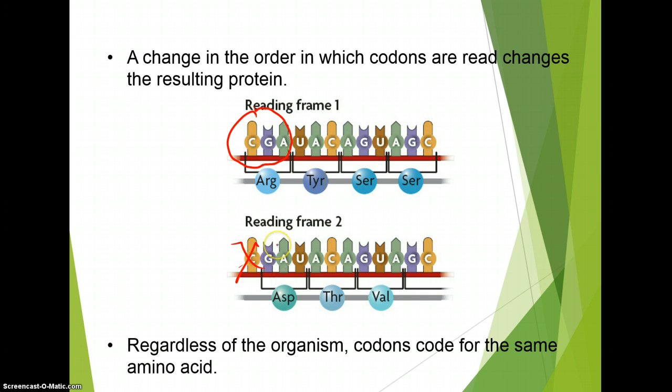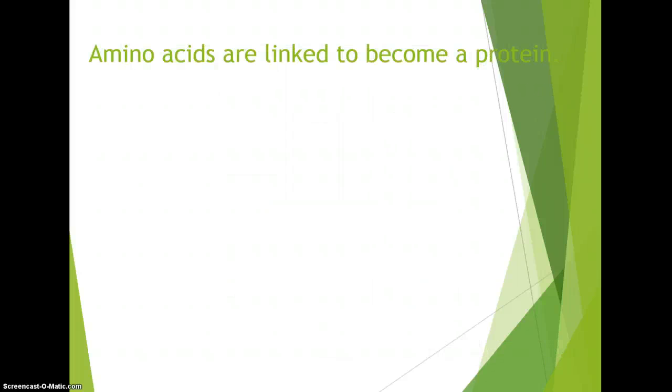So if the C gets switched up or maybe deleted, however the frame shift happens, it will completely change all of this. So now instead of starting with Arg, we have Asp, which is GAU. So it can change the entire protein. That's why frame shift mutations are very dangerous and very bad. It's going to have a domino effect on the amino acids that are strung together. And we'll go over mutations next week.